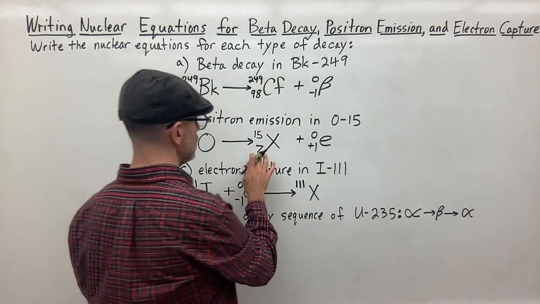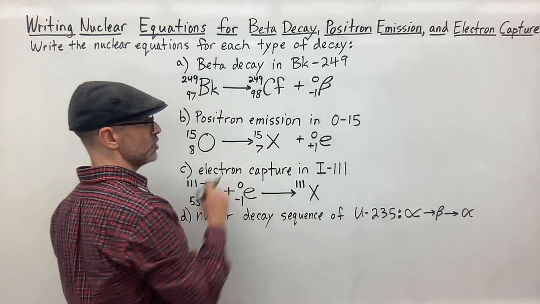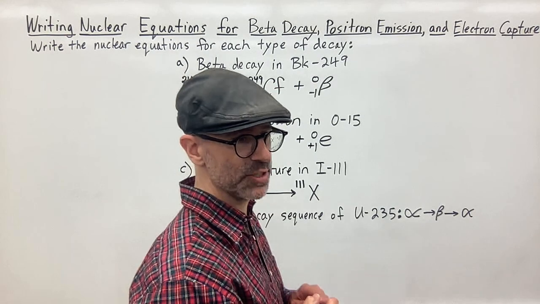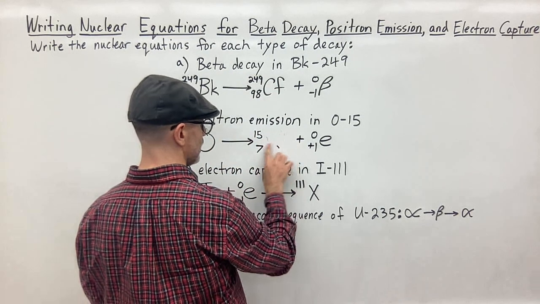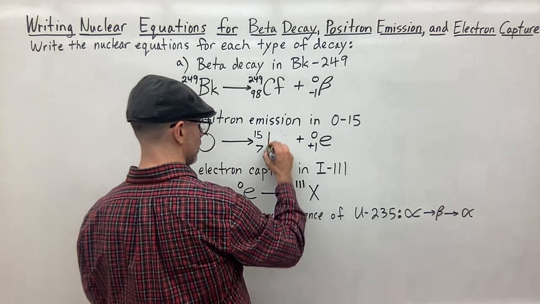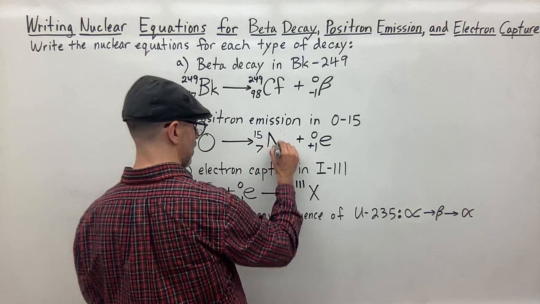CF. And then this one, this has a 7. So we look up the atomic number for 7 on the periodic table, and that's nitrogen. So this one is nitrogen because of the atomic number 7.